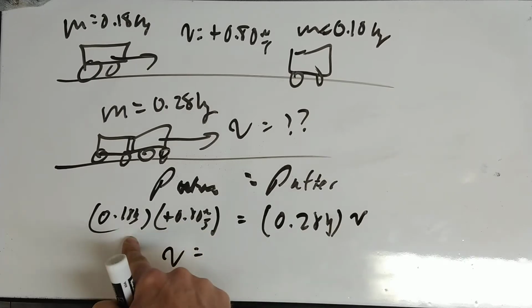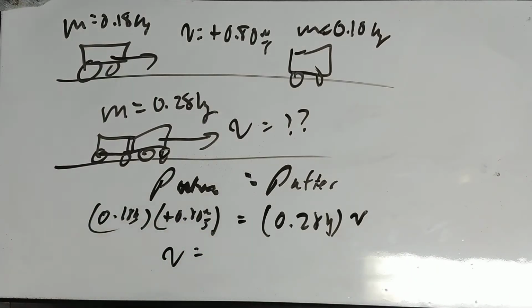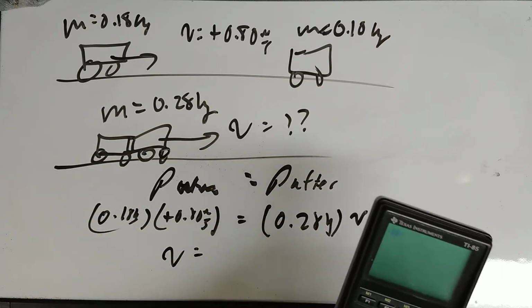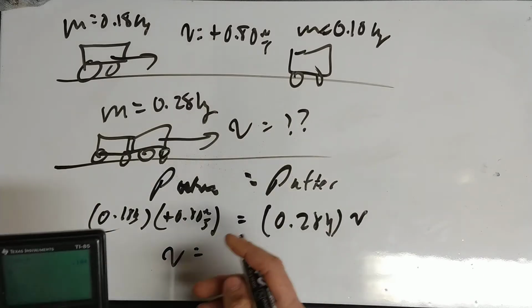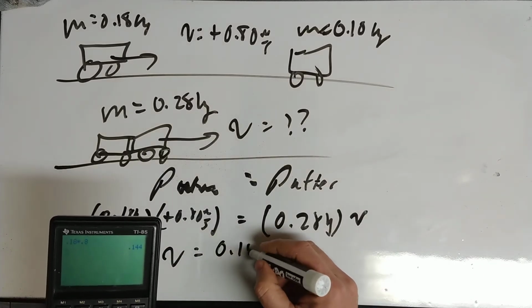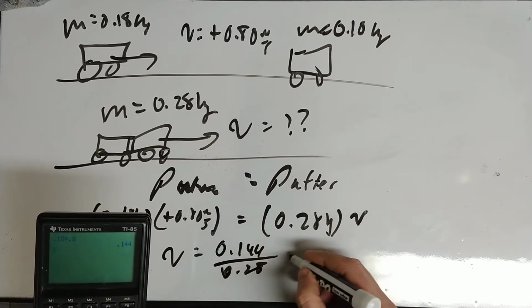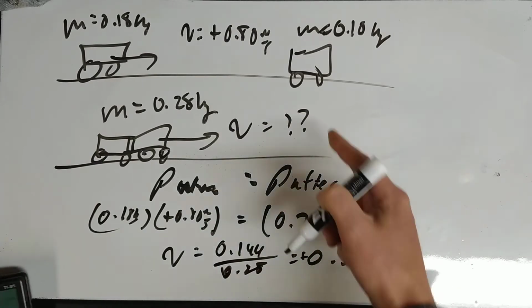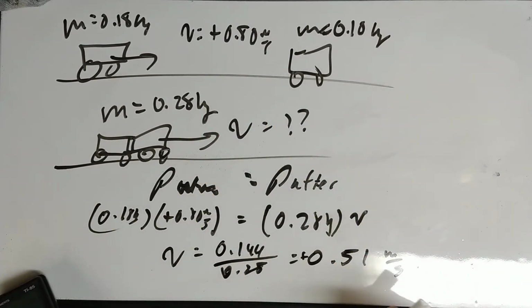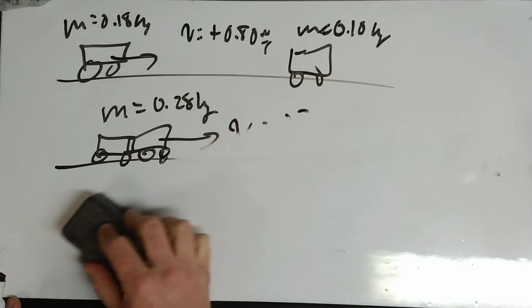So velocity is equal to 0.18, let me get out my calculator here, 0.18 times 0.8. All right. And then 0.144 divided by 0.28 equals 0.51 meters per second. And the answer comes out positive, so this slides off in the positive direction. All right. So 0.51 meters per second is the answer. 73% of you got that right. All right, so the next one.